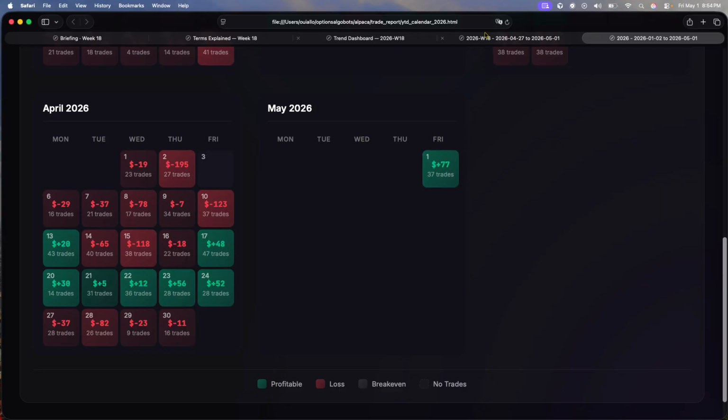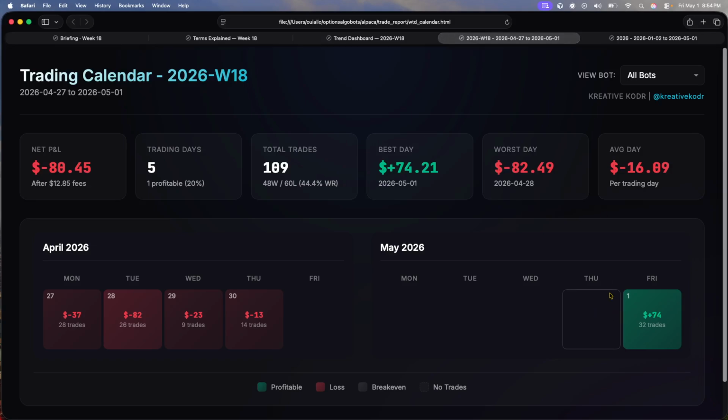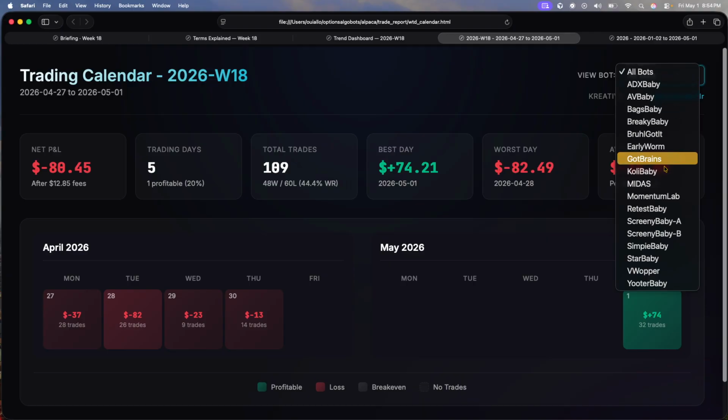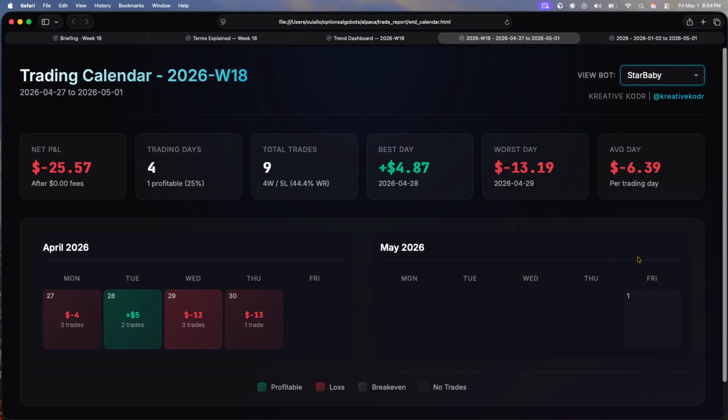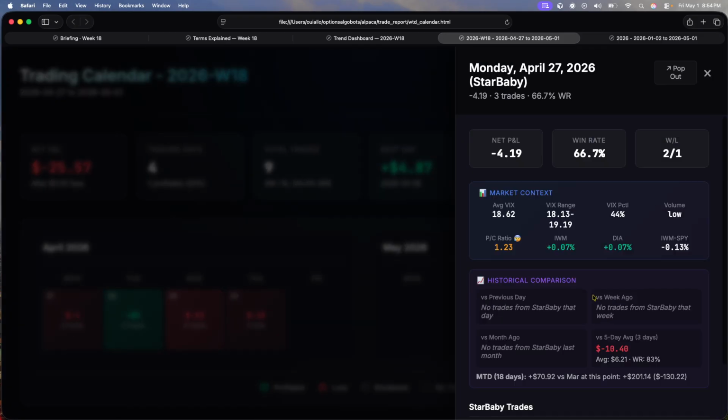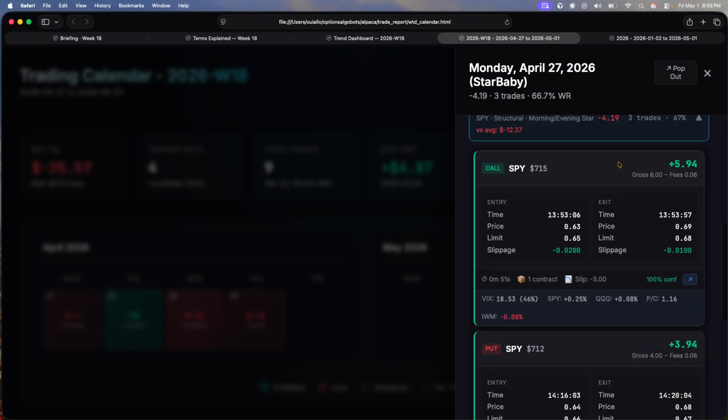Now, just talking about how we performed this week. This week was a bit of a red week, as we talked about. Most of our bots didn't perform too well, but let's go through a couple. Starbaby, right? I think this bot was just a bit of overtrading. Net P&L today was positive, with 4 out of these 3 trades.